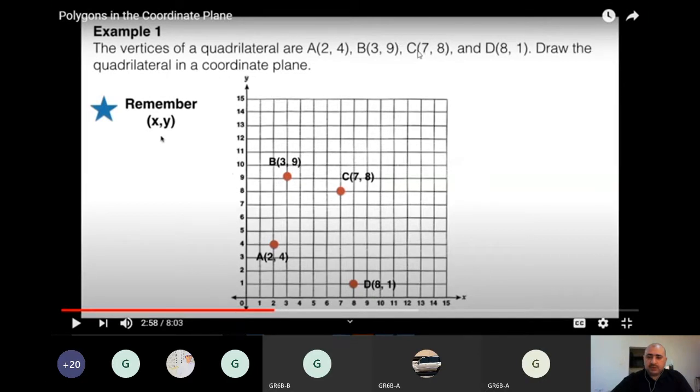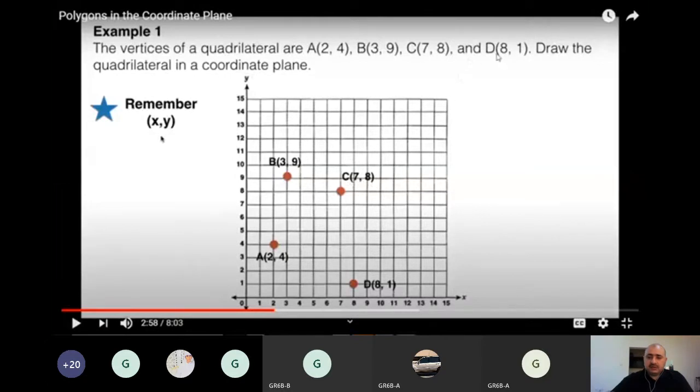The third point is C (7, 8). Now, 7 in x and 8 in y. So this is 7, and go up 8 units: 1, 2, 3, 4, 5, 6, 7, 8. So this is the third point, C (7, 8).